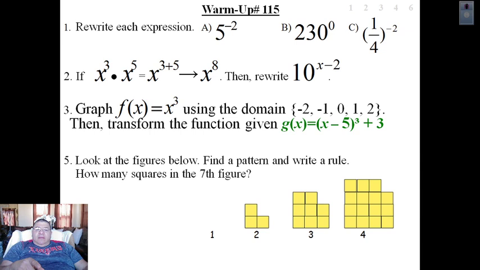Notice that for number 1, they don't have any figures. Number 2, it looks like they have 3 squares. Number 3, they have 1, 2, 3, 4, 5, 6, 7, 8 squares. And number 4, they have 15 squares. See if you can find the pattern.